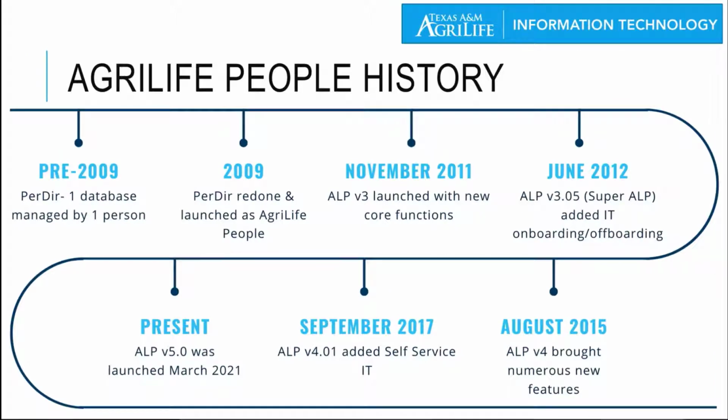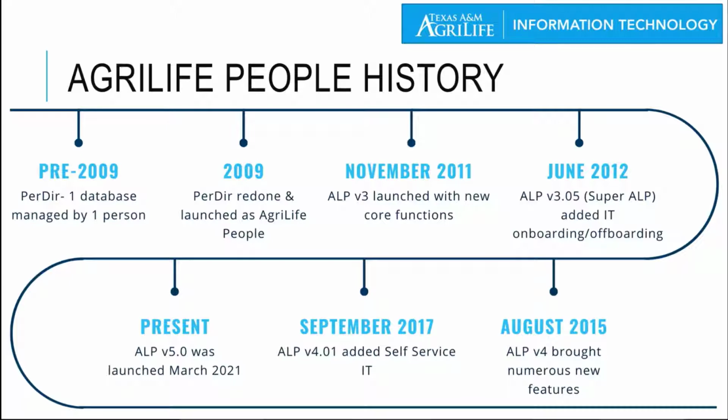Just a quick history to show y'all how far ALP has come. Before 2009, we just had an internal database that was only for extension, and if my information is correct, it was solely for employees. It was not for the public. It was managed by one person, and it was called PERDER, and that's what it was until 2009. In 2009, PERDER was completely overhauled and was officially launched as AgriLife People. Now, it was not the AgriLife People we have today. It was pretty limited.